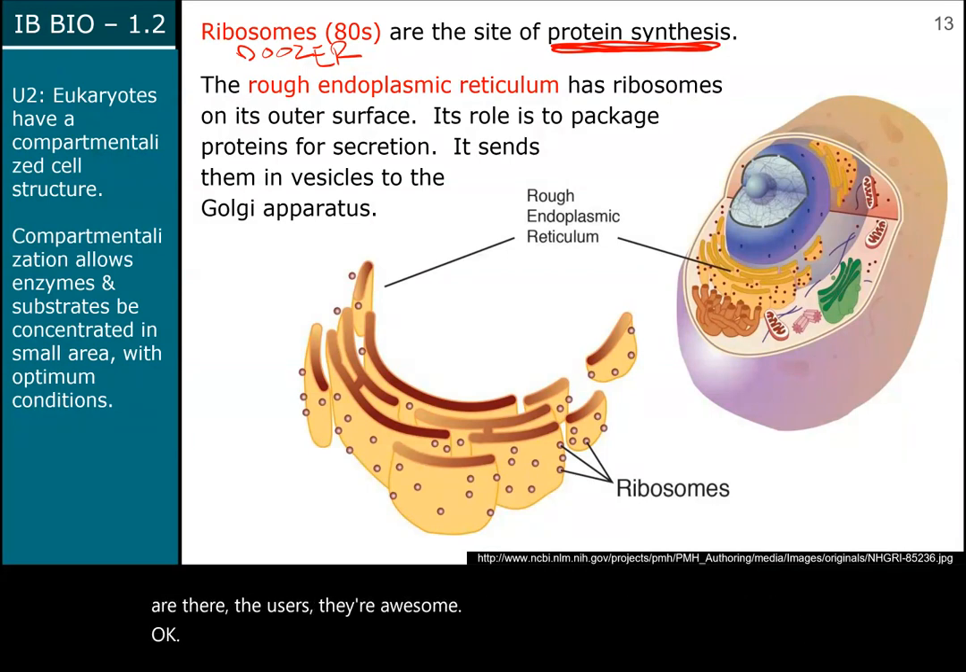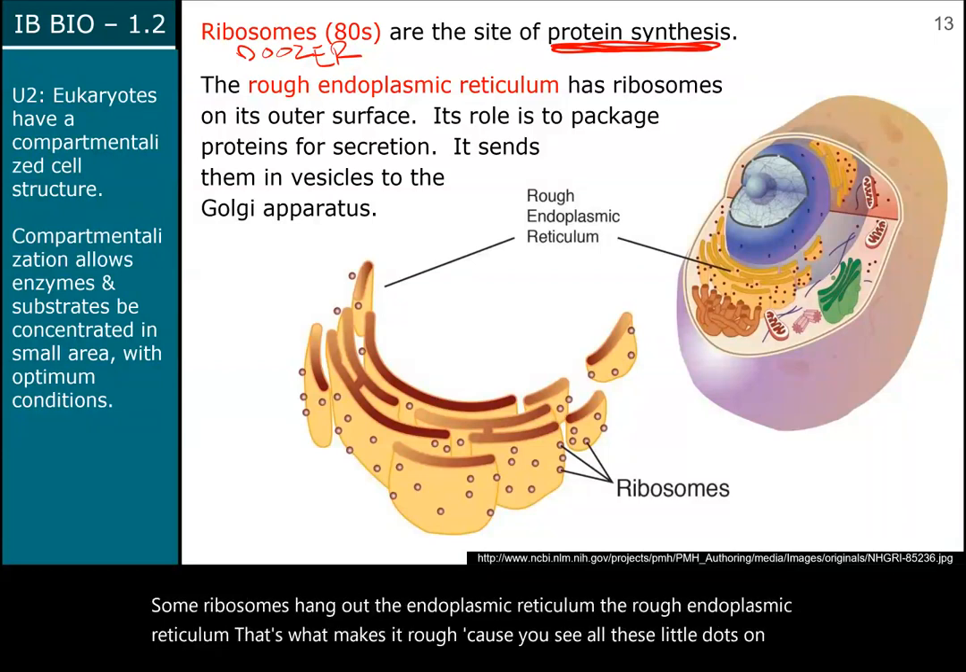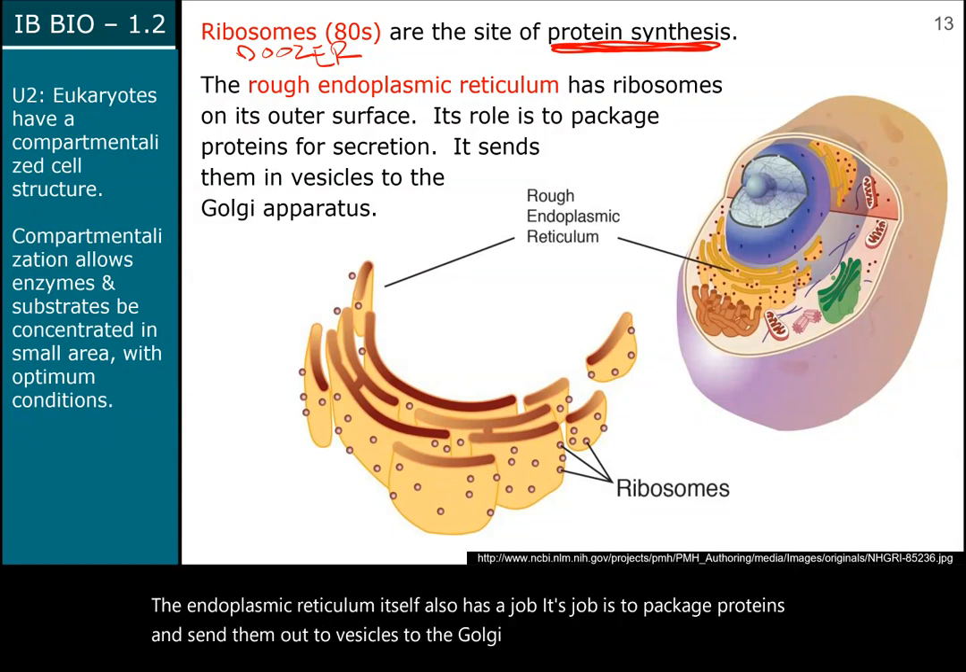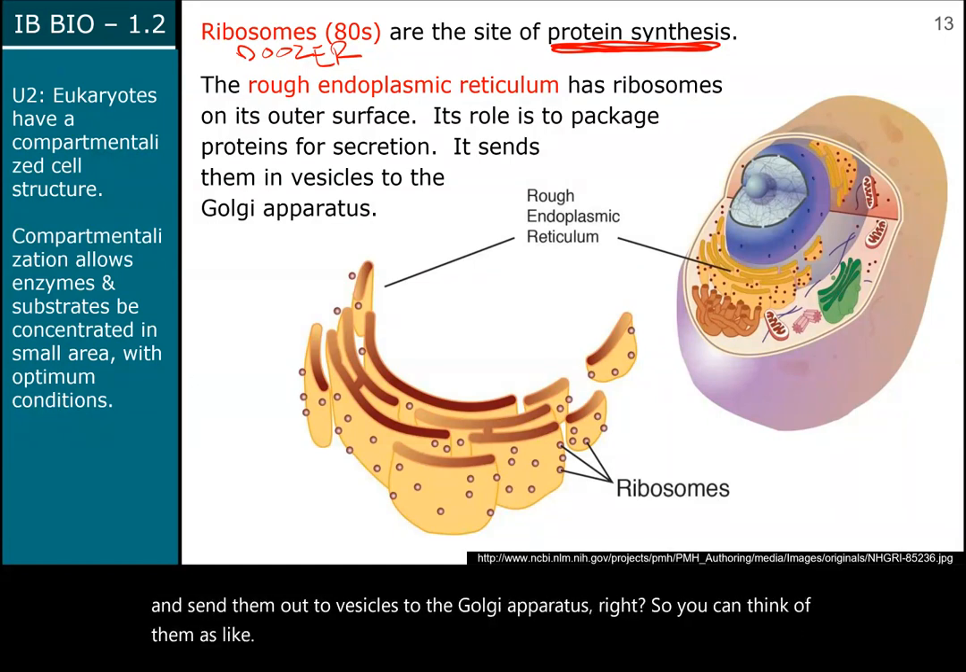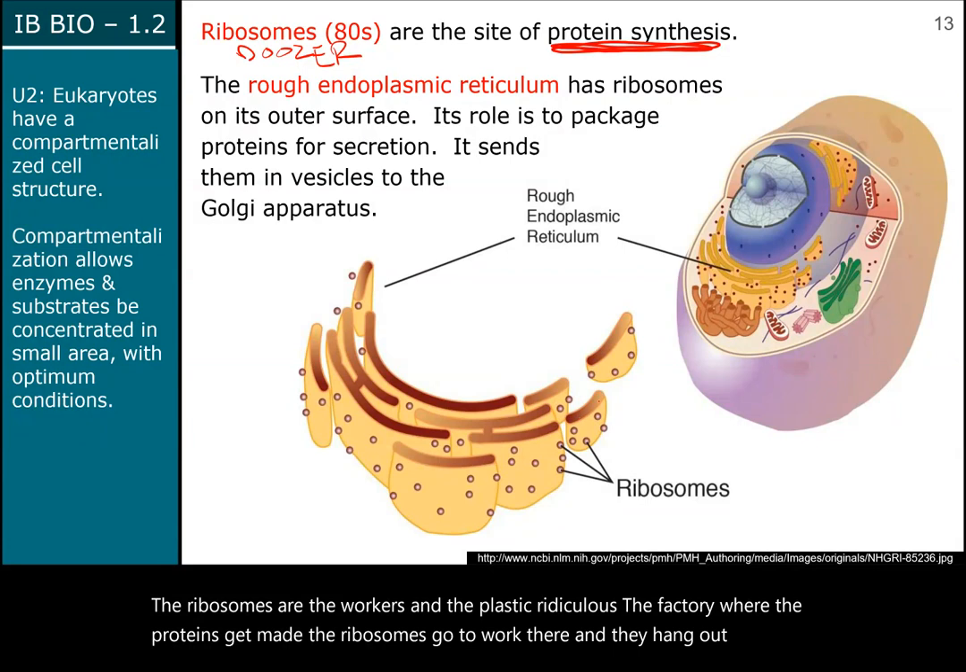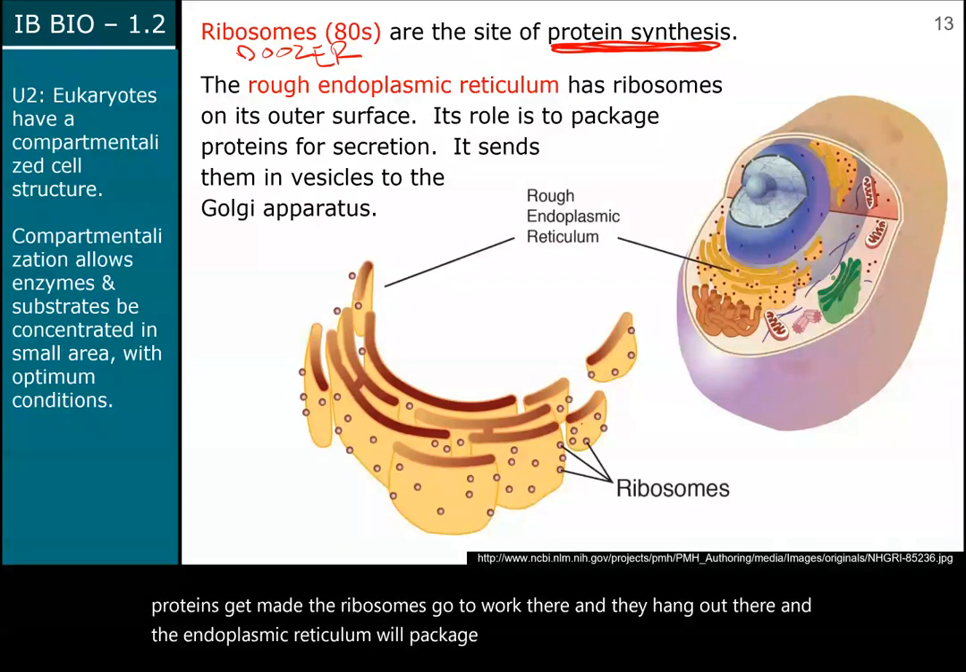Okay. Some ribosomes hang out in the endoplasmic reticulum, the rough endoplasmic reticulum. That's what makes it rough, because you see all these little dots on it. Now, the endoplasmic reticulum itself also has a job. Its job is to package proteins and send them out to vesicles, to the Golgi apparatus, right? So you can think of it like the ribosomes are the workers, the endoplasmic reticulum is the factory where the proteins get made. The ribosomes go to work there and hang out there, and the endoplasmic reticulum will package the proteins and send them to the Golgi. And then the Golgi is like the FedEx.